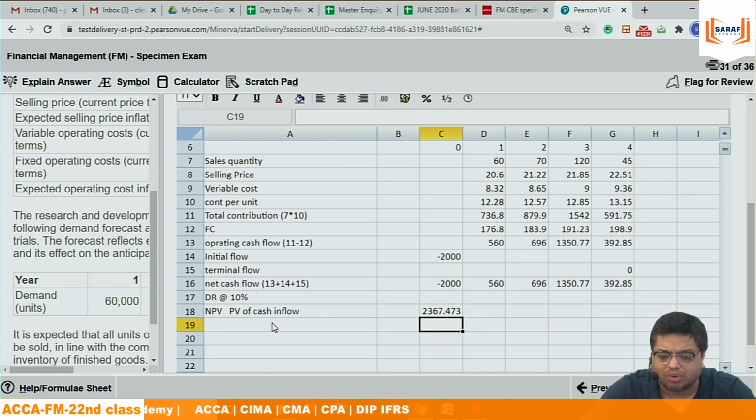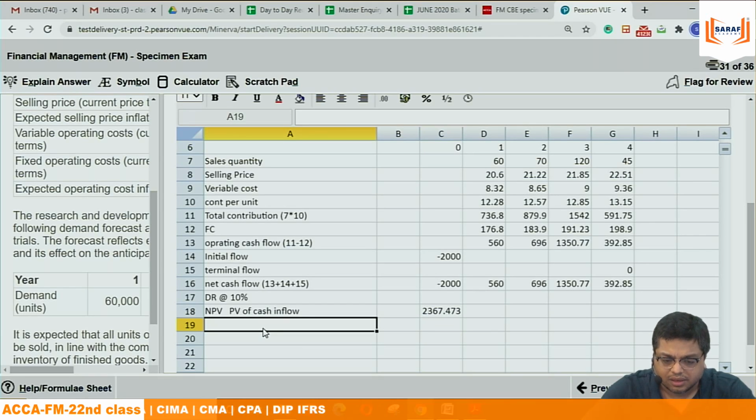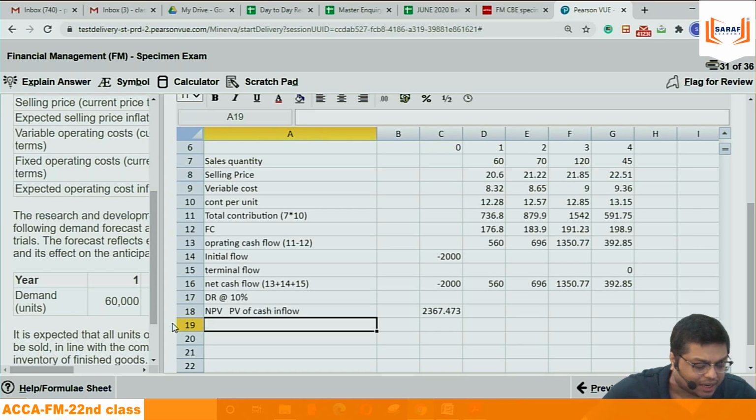Excel function is allowed in the exam. Tomorrow is not the exam. The exam is after one month. When we practice on the screen like this, only then will things be clear. If we don't practice, we will not be able to get it in the exam. We will be wasting our time.